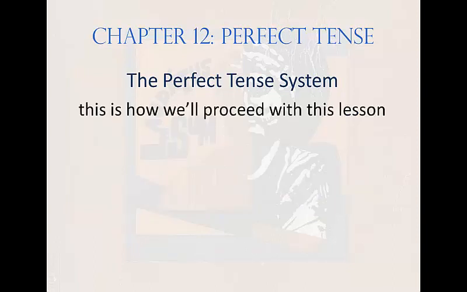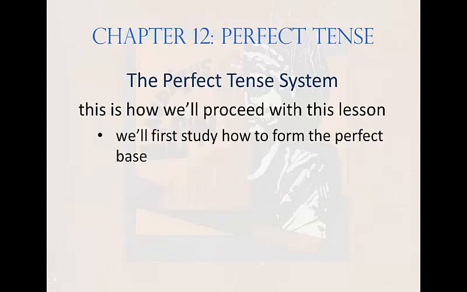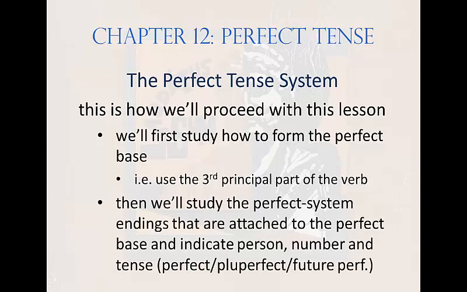Here's how we'll proceed with this lesson. We'll first study how to form the perfect base, that is, use the third principal part of the verb. We've been using only the first two so far. Then we'll study how the perfect system endings are attached to the perfect base to indicate person, number, and tense, that is, make the verb perfect, or pluperfect, or future perfect.